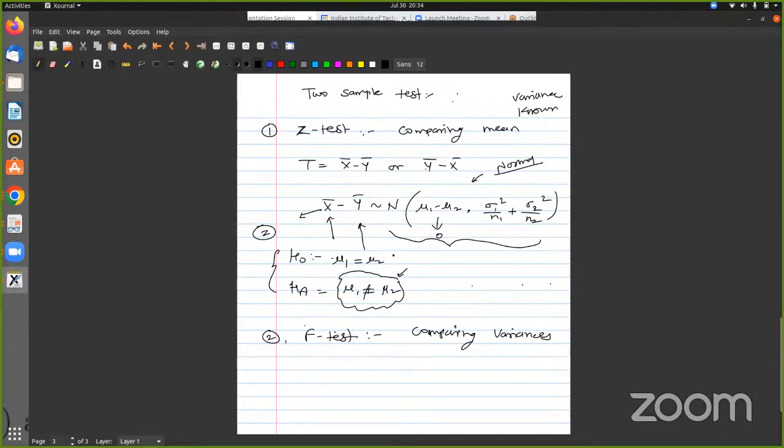In the two sample Z test, we know the variance and we don't know the mean, because we are comparing the means. So our test is for the mean, and definitely we don't know the population mean. That's why we are comparing the means, and in this case the variance was known. In the F test, what happens? We are going to compare variances.